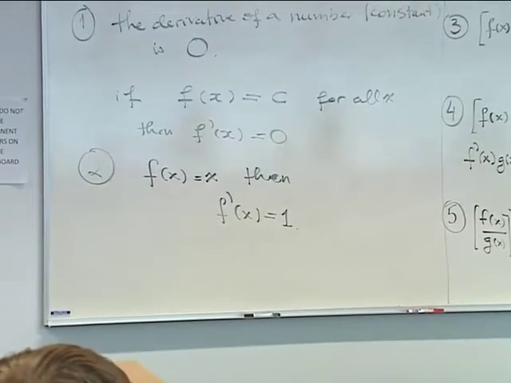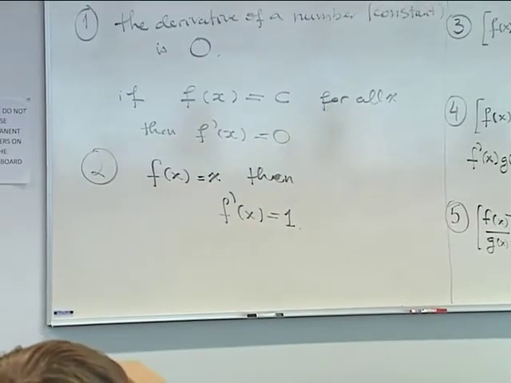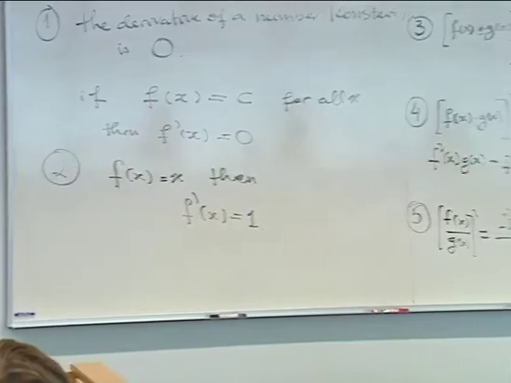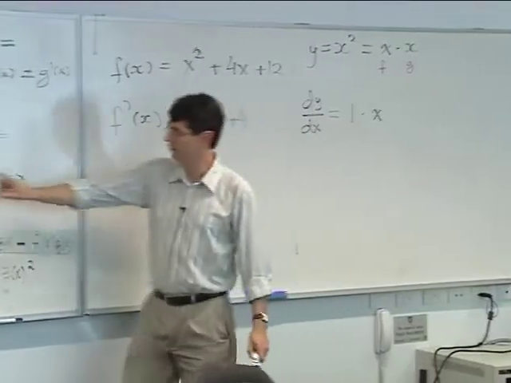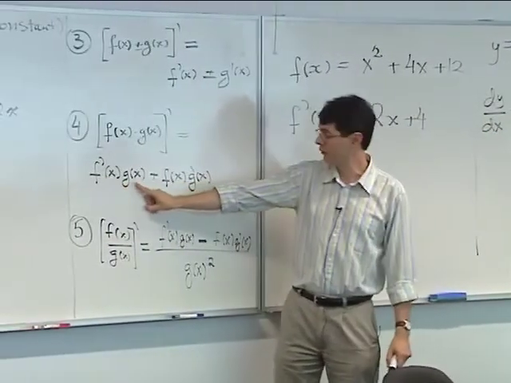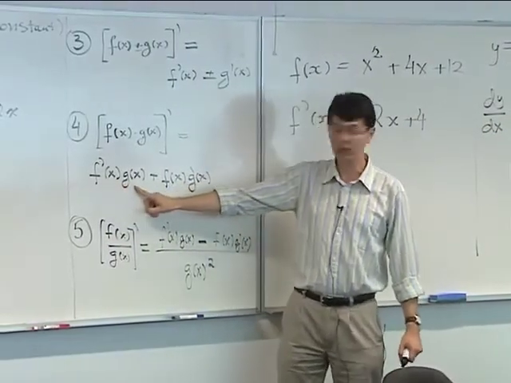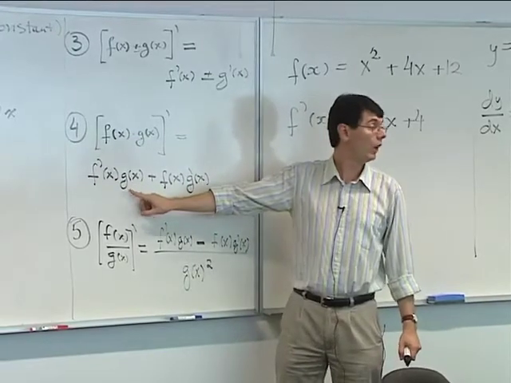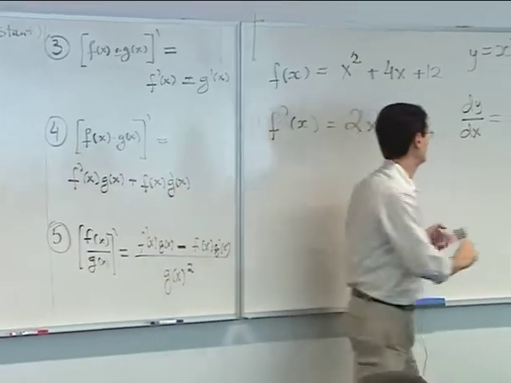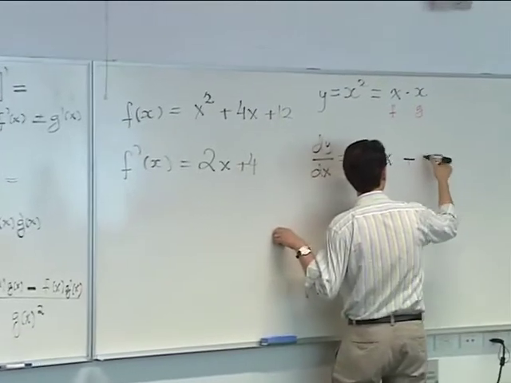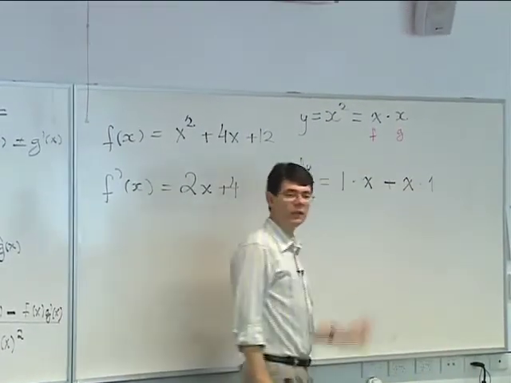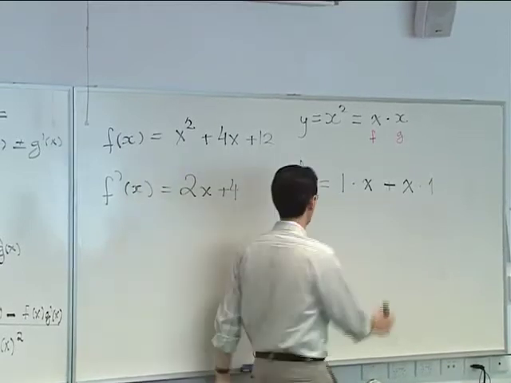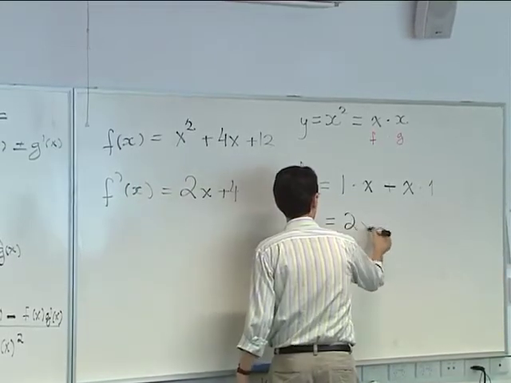Am I moving too fast? You guys need a break? 1. Okay. 1 times the function g. So the derivative of f times the function g. So it's 1 times g, 1 times x, plus the f times the derivative of g. So this is x plus x. This is 2x.